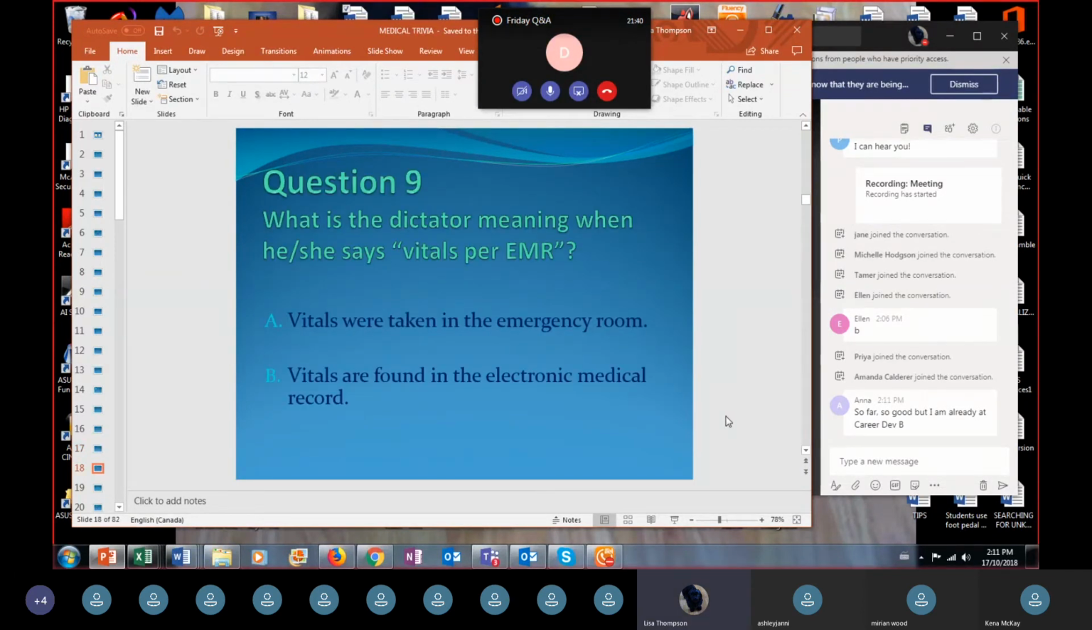Question 9. What is the dictator meaning when he or she says vitals per EMR? Is it A, vitals were taken in the emergency room, or B, vitals are found in the electronic medical record? So vitals per EMR. What does that mean?